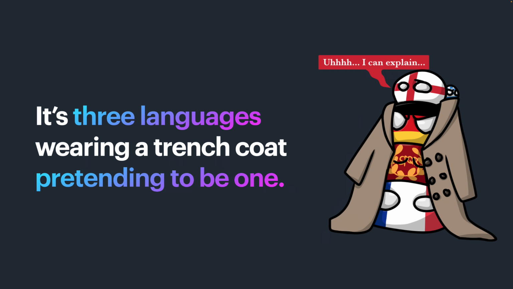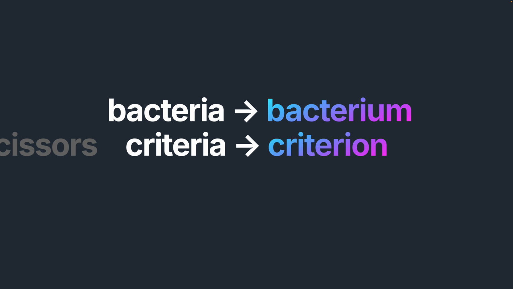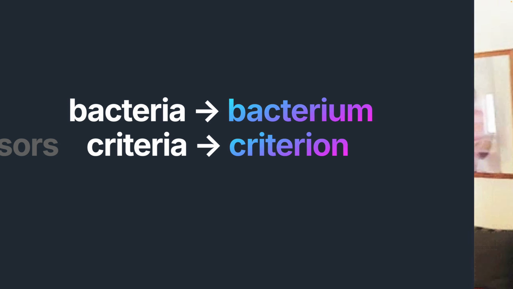Long ago, I read once on the internet that English is not a language. It's three languages wearing a trench coat pretending to be one. As a result, English has many inconsistencies, including how plurals are handled. For example, fish doesn't have a plural form. Scissors doesn't have a singular form. The singular form of bacteria is bacterium, but for criteria is criterion.